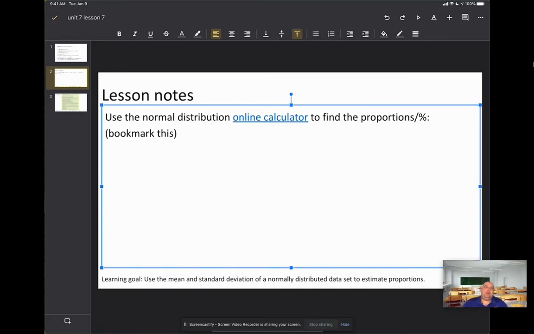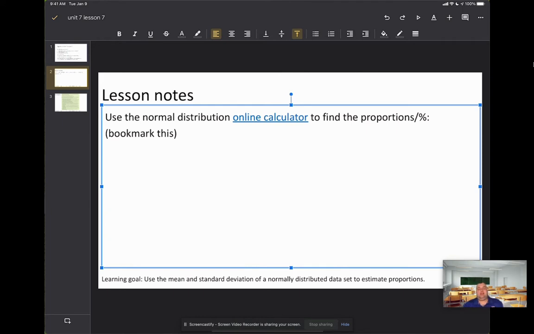Welcome back, everyone. We are skipping ahead to lesson 7 of Unit 7. And in this particular lesson, we are simply going to look at some problems involving probability using the normal distribution.